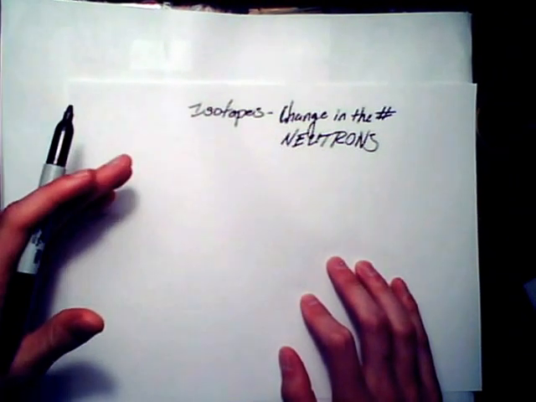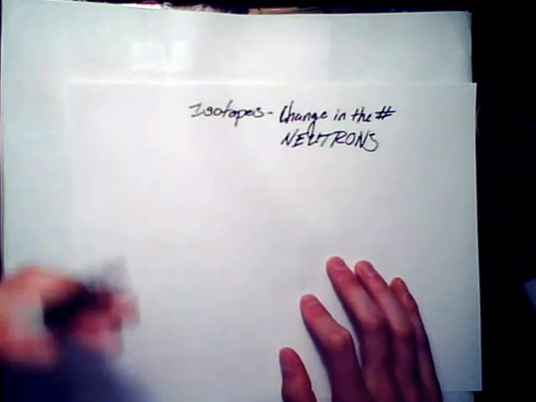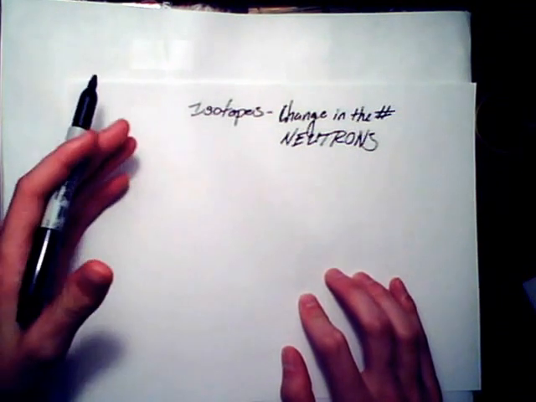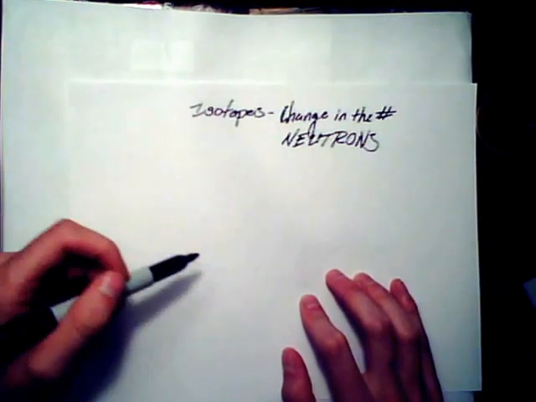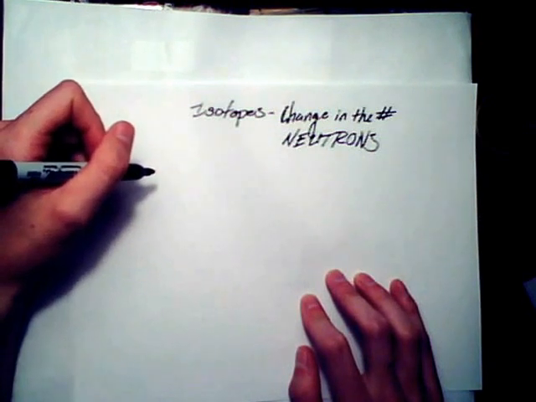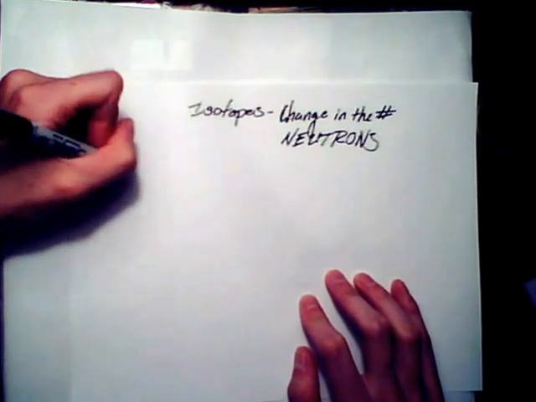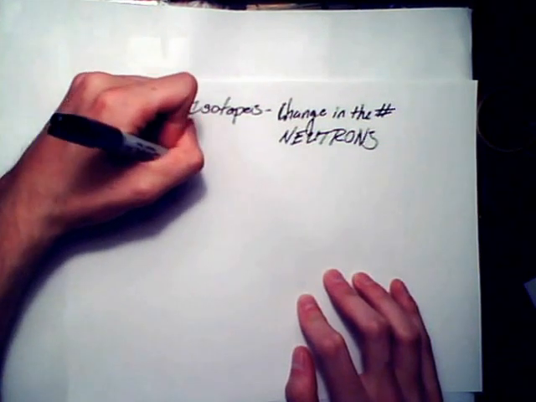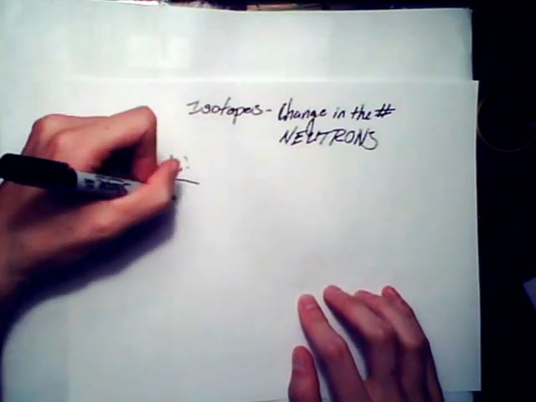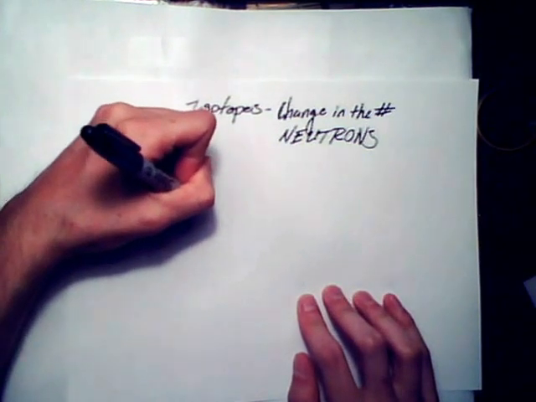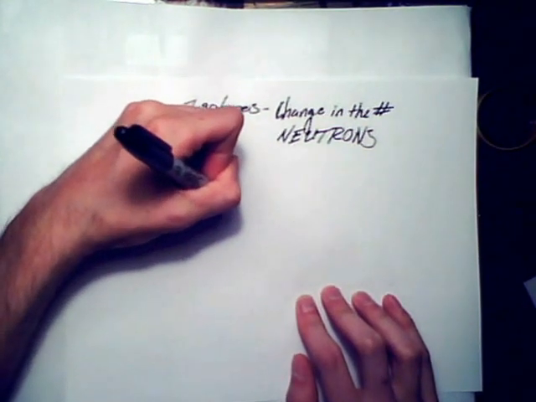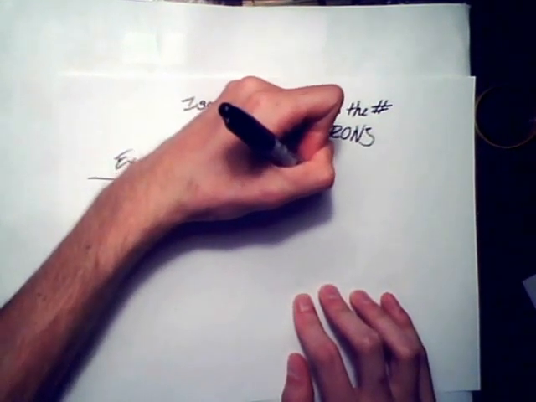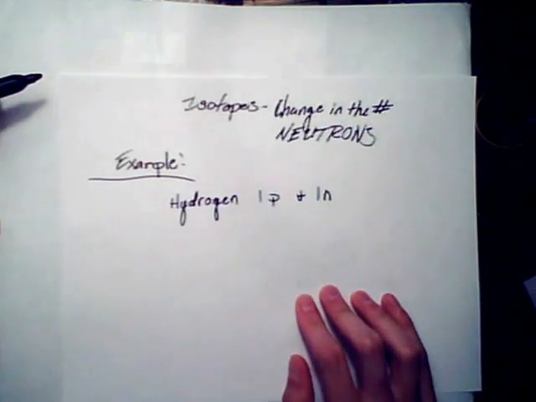So if you're ever asked to give an isotope, don't ever say, oh, we increased the protons by 1 or 2, because that would actually change it to a completely different element. So let's do an example of isotopes. We're going to start with hydrogen. So hydrogen has 1 proton and 1 neutron. So 1p and 1n. So 1 proton, 1 neutron.